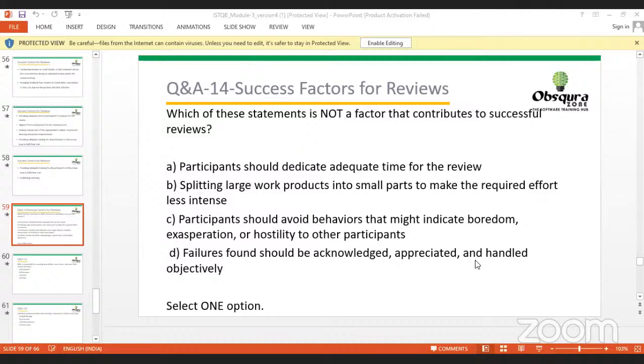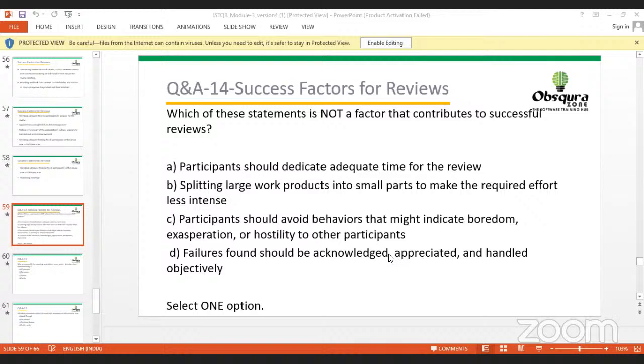Okay. So this question is about success factors for reviews. Which of these statements is not a factor that contributes to successful reviews? Yesterday everyone gave an answer like: participants should avoid behaviors that might indicate boredom, exasperation or hostility to other participants. It is mentioned as not a factor. Okay, not a factor that contributes to successful reviews. So option D is the correct one: failures found should be acknowledged, appreciated, and handled objectively.